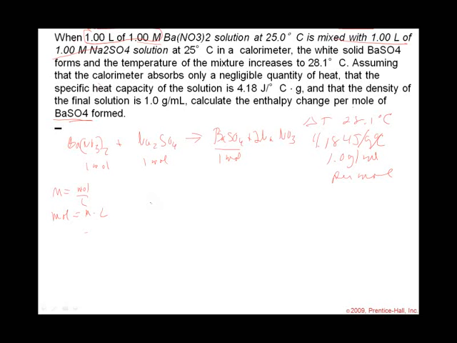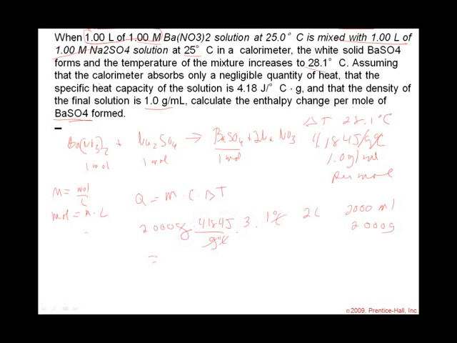Alright, so let's plug this into Q. Q equals M times C times change in T. Okay? So my M is, I have 1 liter plus 1 liter, so I have 2 liters, which is 2,000 milliliters, and because it says the density is 1 gram per milliliter, I also have 2,000 grams. So I have 2,000 grams times my heat capacity, joules per gram degree C, and my change in temperature is, it went from 25 to 28.1, and that is a difference of 3.1 degrees C. My C's cancel, my grams cancel.